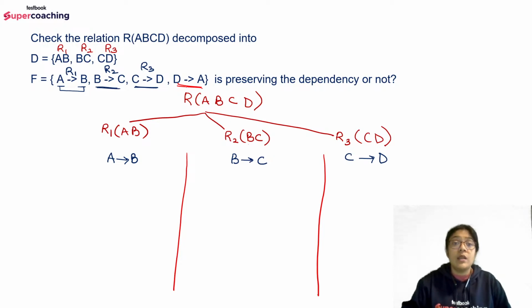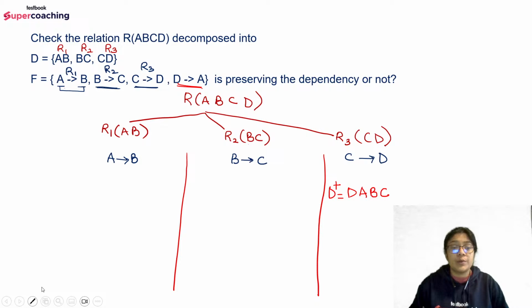कहाँ से start करना है? We need to go from D. So I need to find out D closure. D किस relation का part है? It's a part of R3. So I'll find out D closure. What is D closure? Go to the functional dependency set A, B, C, D. D is determining A. A is determining B. B is determining C. So what non-trivial functional dependency is coming up? इस रिलेशन में आपके पास सिर्फ और सिर्फ C और D है, तो A और B को डिस्कार्ड कर देंगे. एक ही नॉन ट्रिवियल फंक्शनल डिपेंडेंसी आ रही है, दैट इज D determines C.